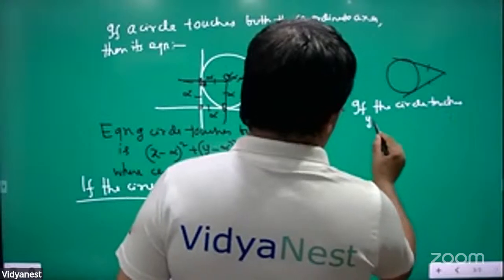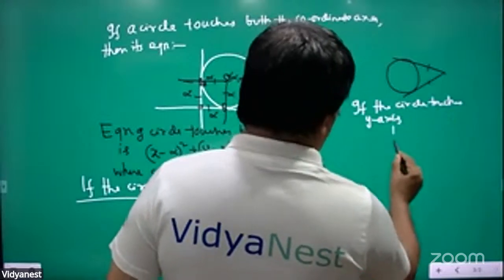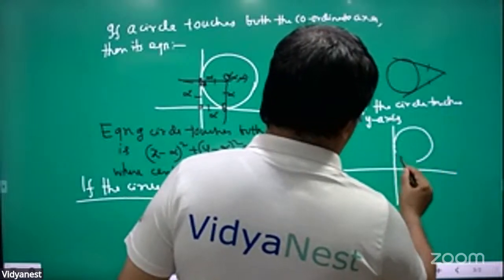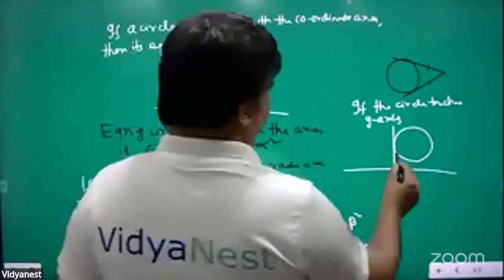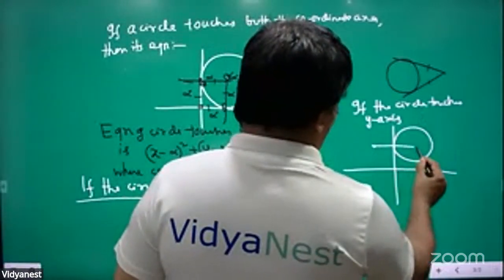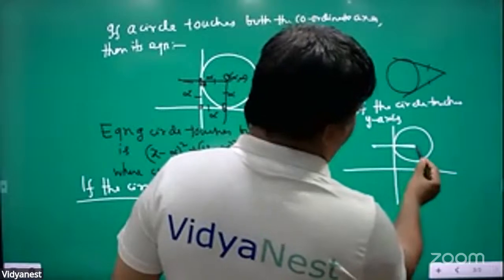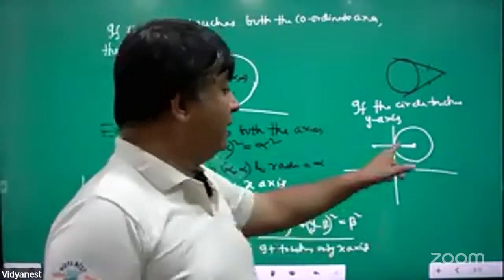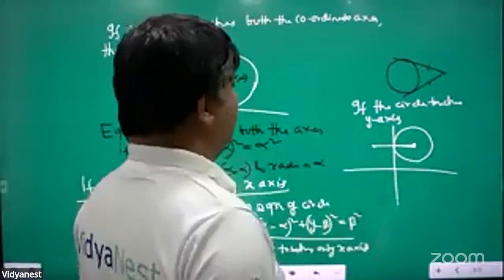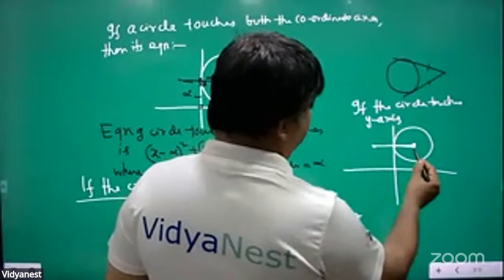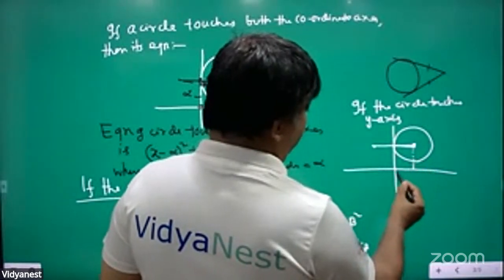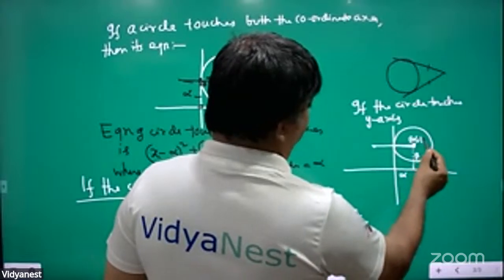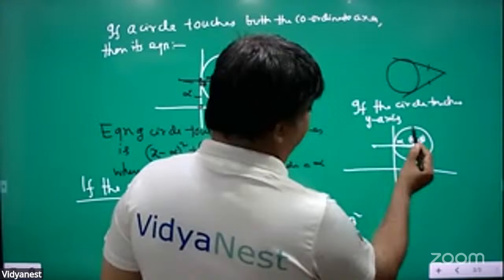touches the y-axis like this, draw a perpendicular. It must be the radius, and the radius must pass through the center. If this is the radius, it goes through the center. Consider this thing as alpha, this thing as beta, the center will be (alpha, beta) and the radius alpha.